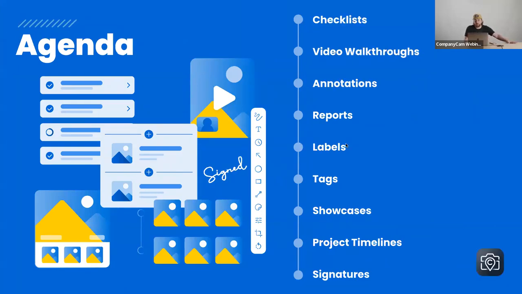Moving on from video walkthroughs, we now have the annotations feature. So the annotations feature allows you to clearly annotate, mark up photos to show a client exactly what's going on at any given job site or within any given photo. You can really highlight damage, explain to them clearly what's going on within that photo to again build that trust and increase that level of communication.